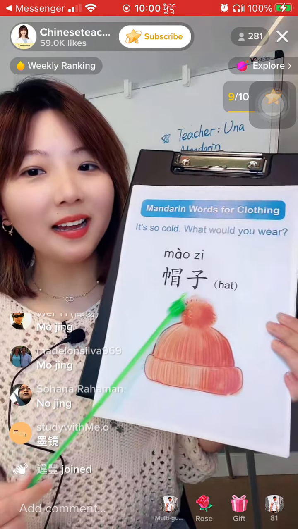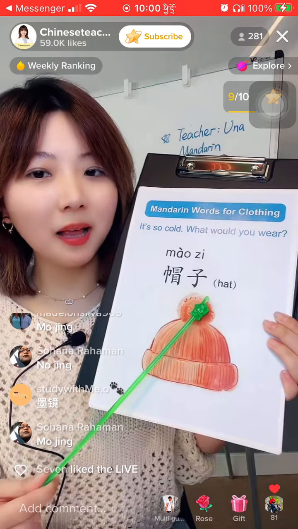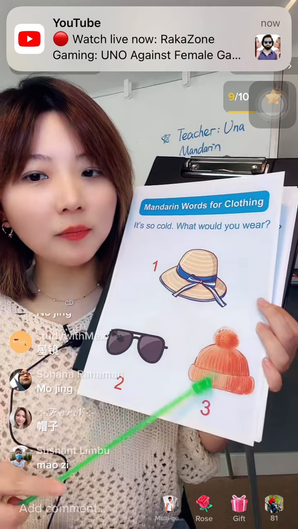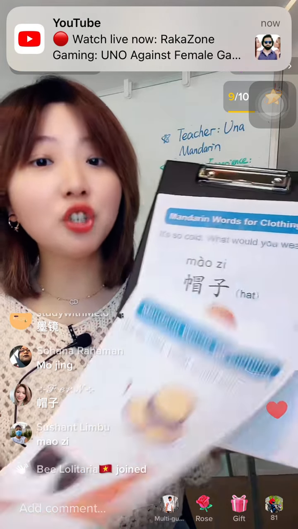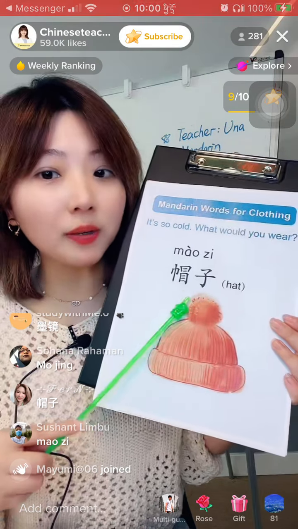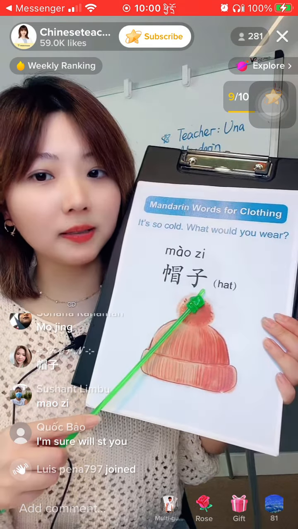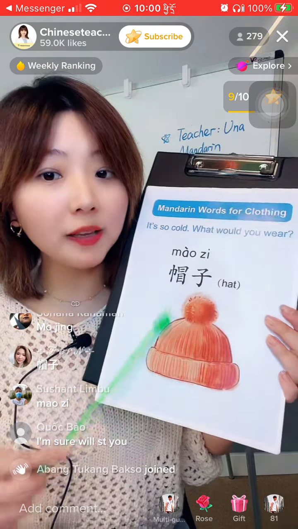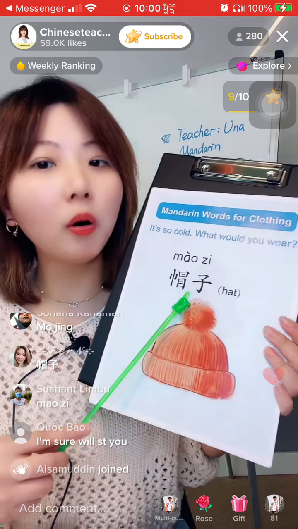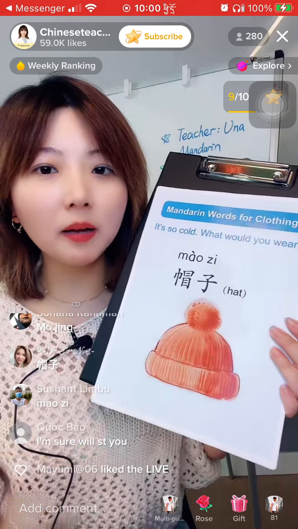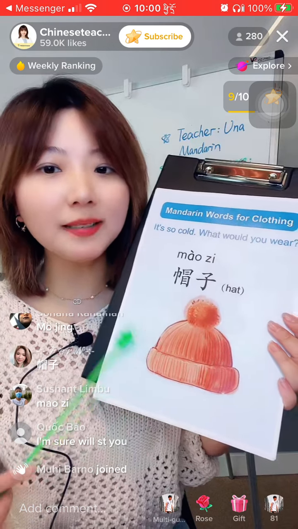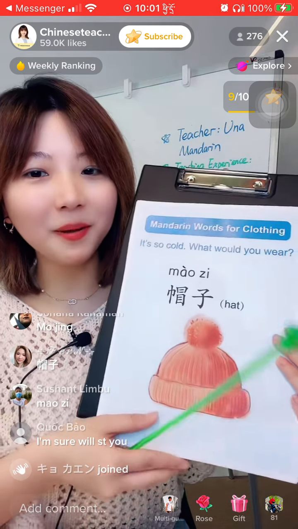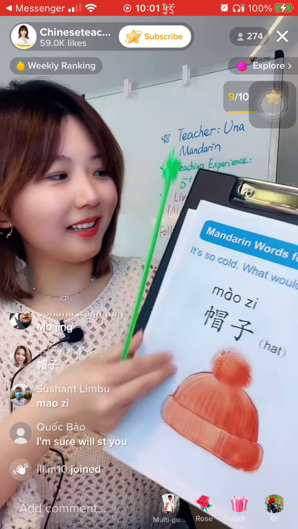Same thing here, see? It's still hat, 帽子. So, no matter if it's something that looks like this or something that looks like this, we have a general term for this kind of hats. We just say 帽子. We have a specific name, a term for this kind of hat. It's called 毛线帽. But in our daily life, we don't say that. We just say 帽子. Very easy.